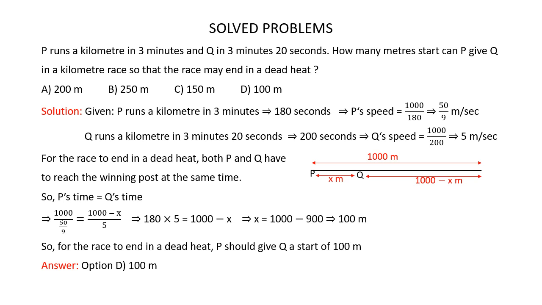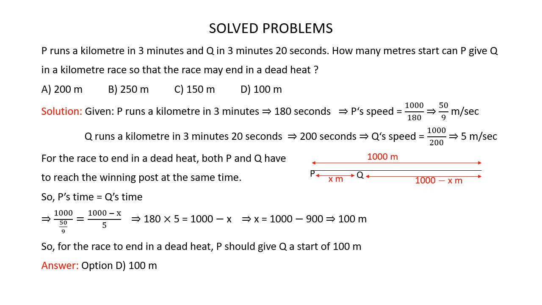Now in this kilometer race, since P's starting point is at this point, P has to run the whole 1000 meters, whereas since Q gets a start of x meters, Q's starting point is here and he has to run only this distance of 1000 minus x meters to reach the winning post. So P's distance is 1000 meters, whereas Q's distance is 1000 minus x meters.